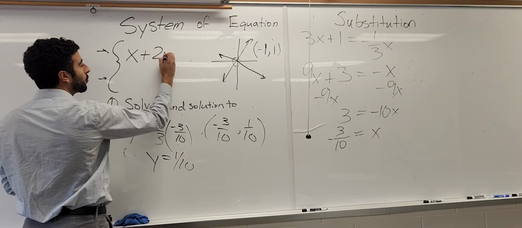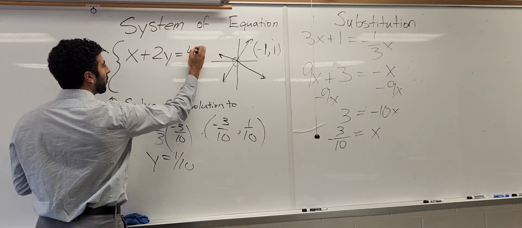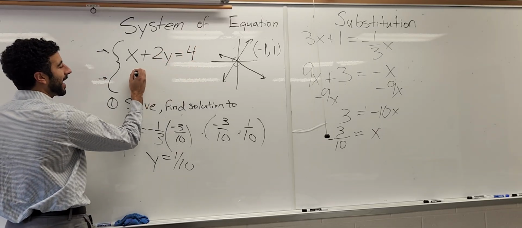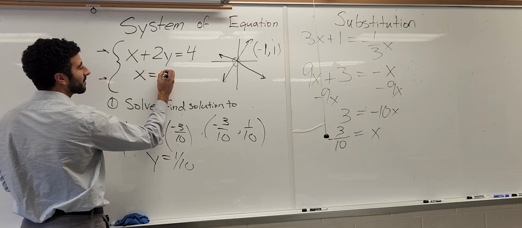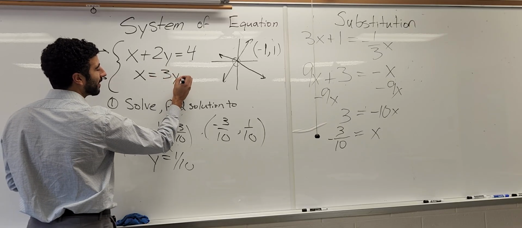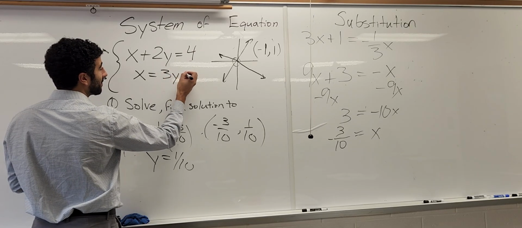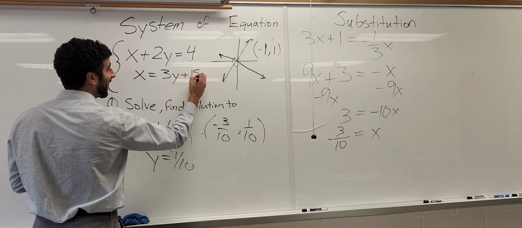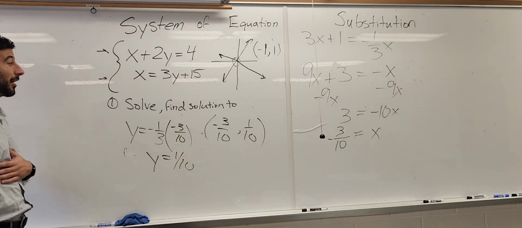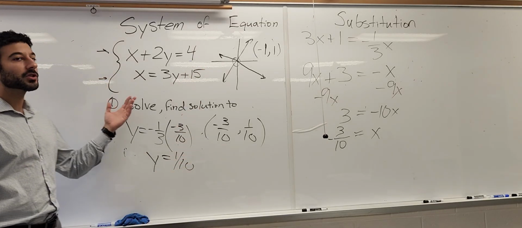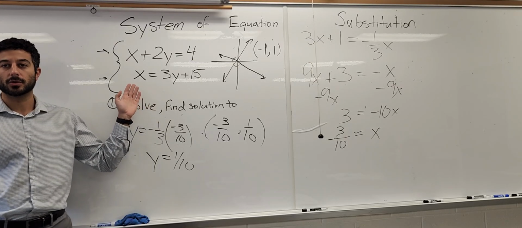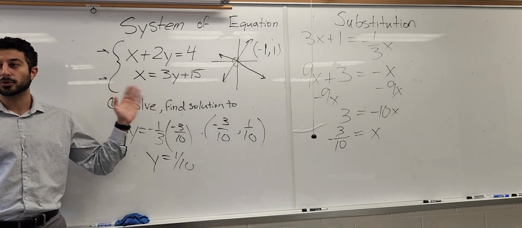x plus 2y equals 4, and x equals 3y plus 15. I hope these lines aren't parallel or something. I hope I didn't mess with it. Here's another system of equations, okay? Your job is to find the solution using substitution.